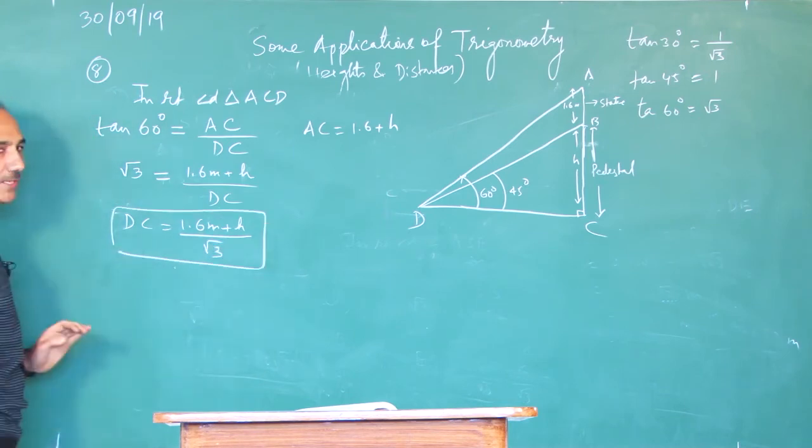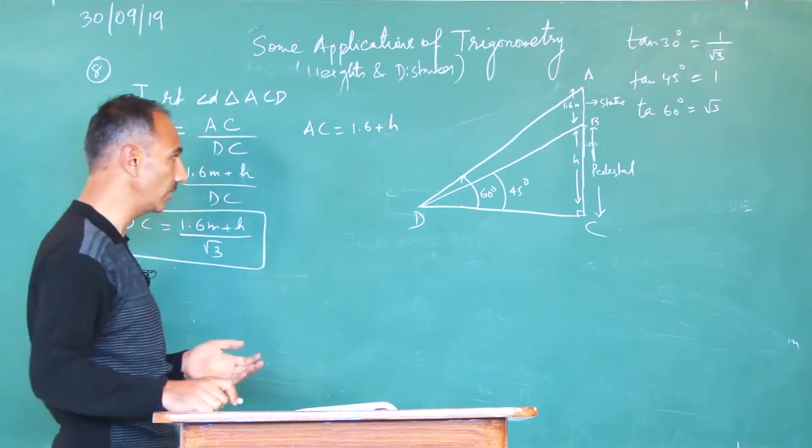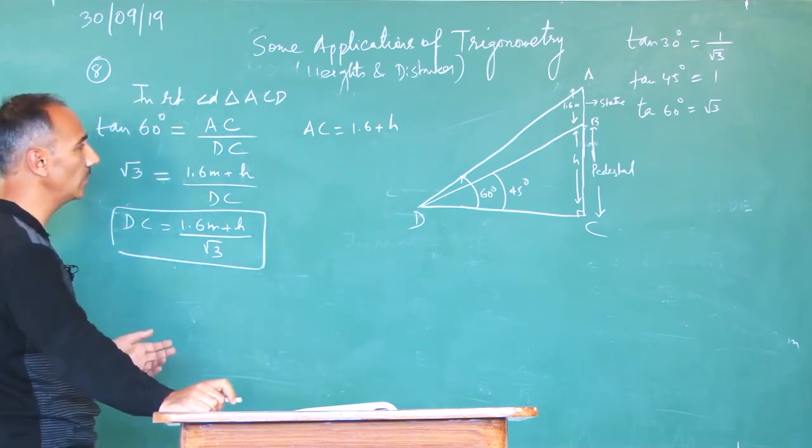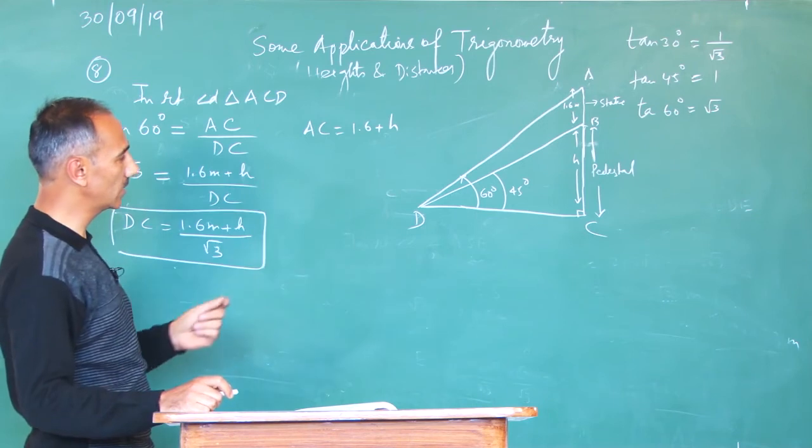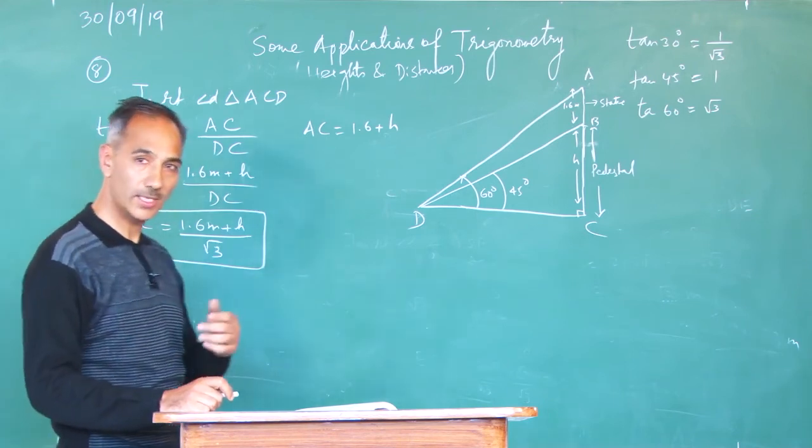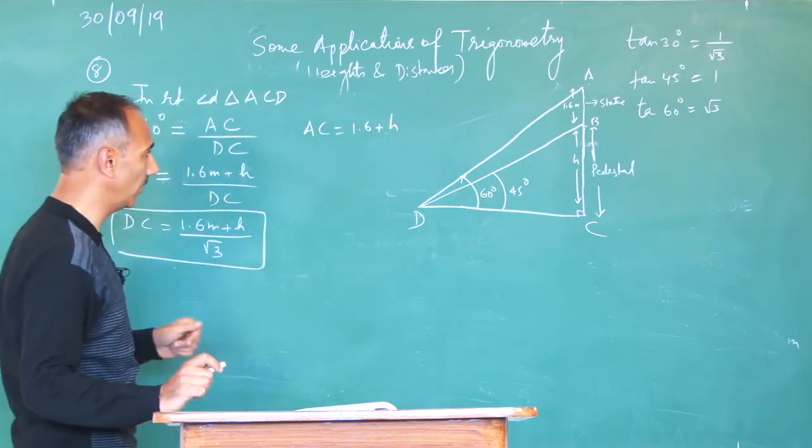I found the value of DC. You will say, why did you calculate DC? Because this DC, I do need it in the next triangle. So we are going to eliminate DC so that we get the value of H.